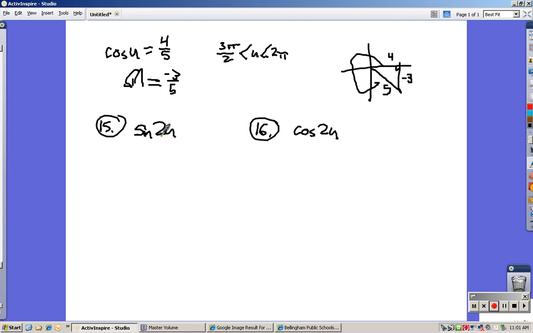So let's see, sine of 2u. That's a double angle, so it's the same as 2 sine of u times cosine of u. So that would be 2 times sine u, which we know is -3/5, and then cosine of u, 4/5.